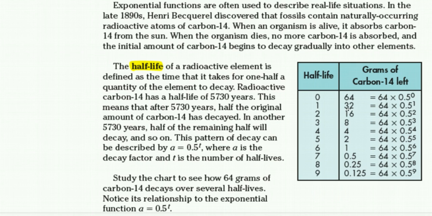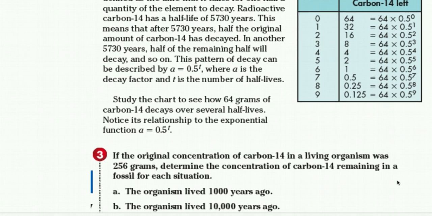At 1 half-life, you have 32 grams left. Remember, 1 half-life is 5,730 years. So after 5,730 years, your original 64 grams of carbon-14 is now 32 grams. After another 5,730 years, your 32 grams now becomes 16 grams because it is 64 times 0.5 squared, and so on and so forth. After the ninth half-life, you'll have 0.125 of a gram left, because it is 64 times 0.5 raised to the ninth power.